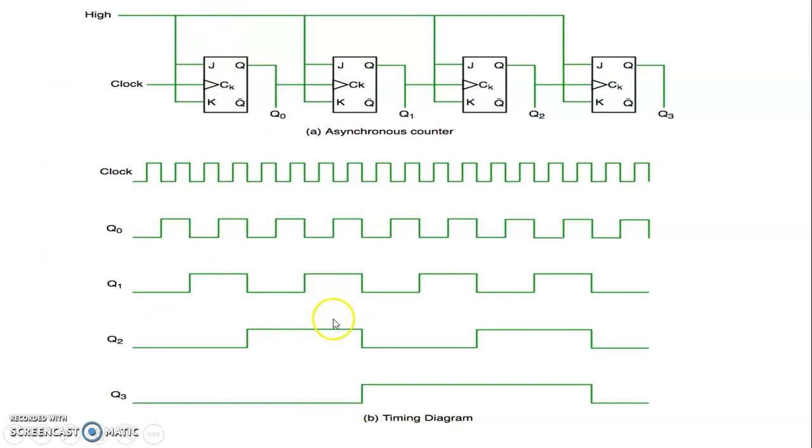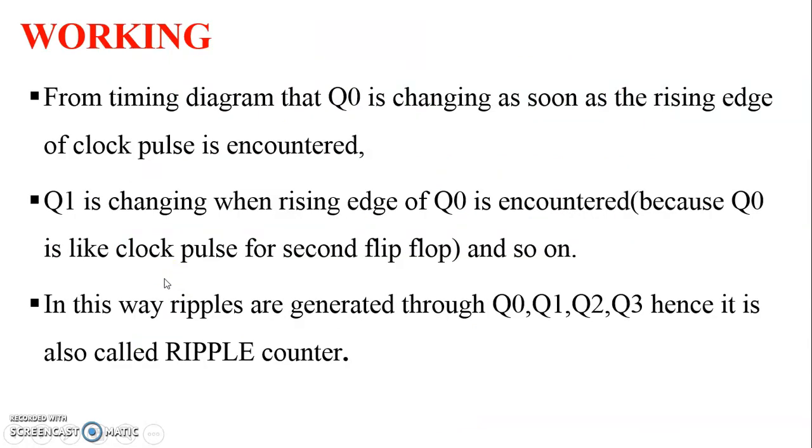This is the timing diagram of the asynchronous counter. First, the clock pulse is given to the first flip-flop. After getting the output from the first flip-flop, the second flip-flop starts. From the timing diagram, Q0 changes as soon as the rising edge of the clock pulse is encountered. That is the output of the first flip-flop.